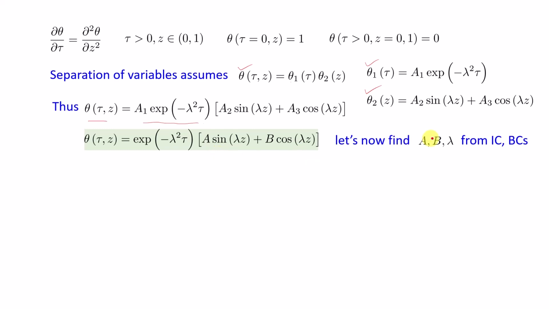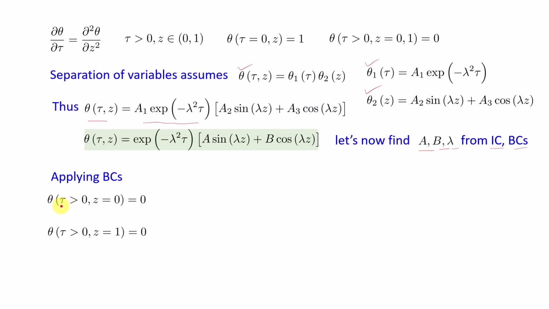So all we have to do now is find out a, b, and also this lambda we don't know. So we have these unknowns, and we have to use these initial conditions, boundary conditions, to figure them out, and then the solution will be done. So great, let's see how we can do so. We have two boundary conditions, and let's start from there.